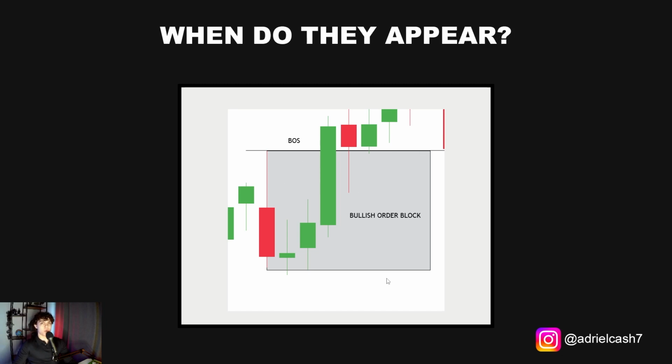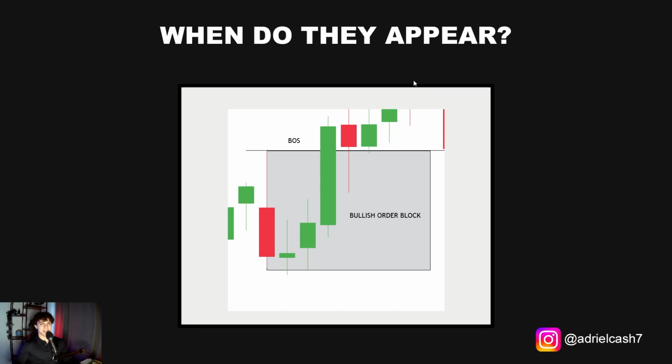If it's a break of structure to the upside, there will be a bullish order block, which is the last down candle after the break of structure to the upside. If there is a break of structure to the downside, the last up candle after that will be the bearish order block that the price will retrace to. This red candle is our bullish order block, and we can see right here that the price returns to the order block and then continues the uptrend.